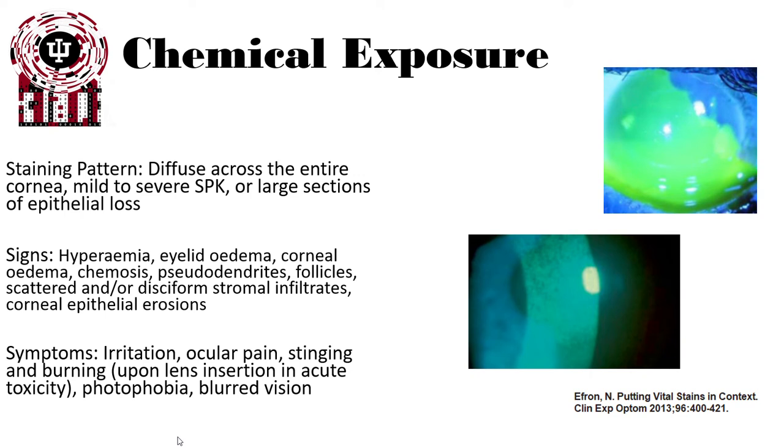When chemicals enter the eye, they go everywhere on the conjunctiva and the cornea, so the staining pattern is typically diffuse across that whole section of whatever is affected. Signs include hyperemia, eyelid edema, corneal edema, chemosis, pseudodendrites, follicles, scattered or disciform stromal infiltrates, as well as corneal epithelial erosions. And this depends upon what chemical was instilled in the eye and its concentration. Symptoms can include irritation, ocular pain, stinging and burning, as well as photophobia and blurred vision.